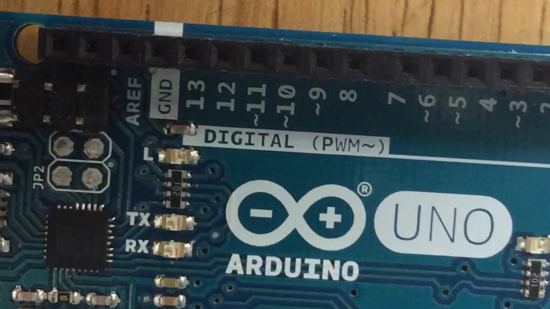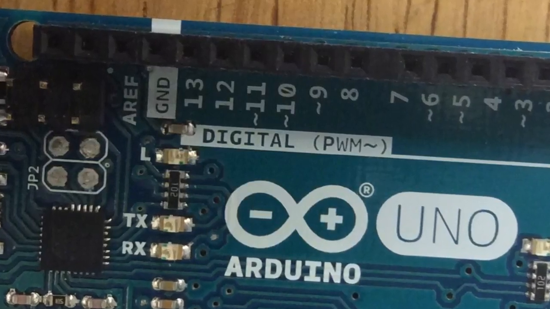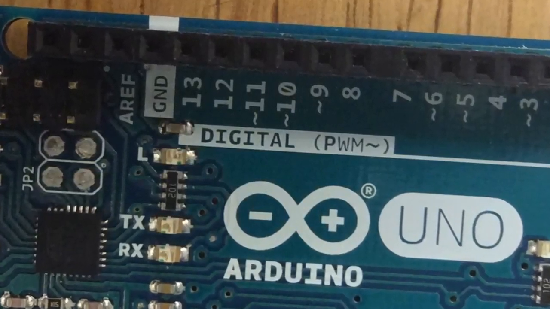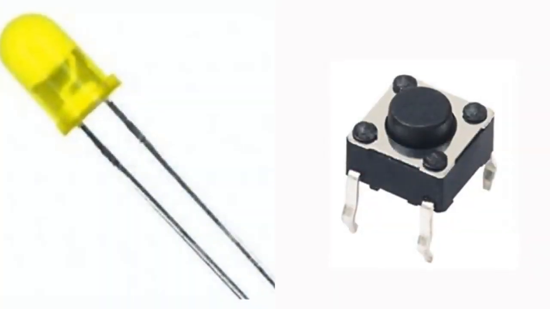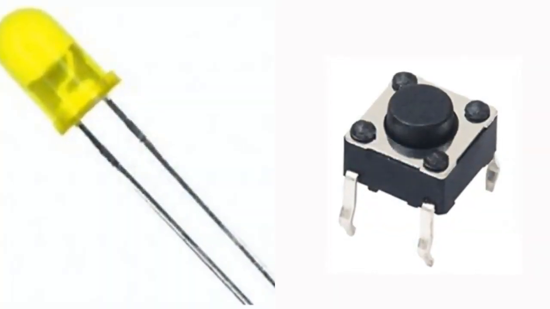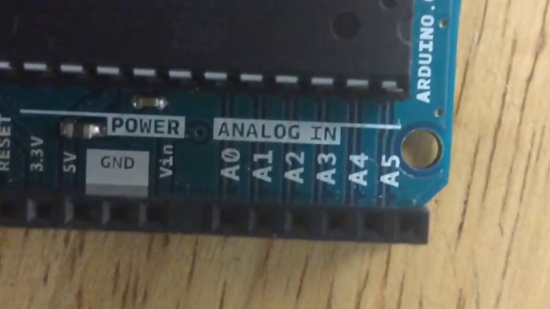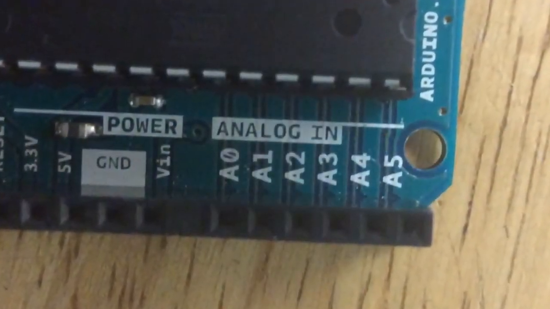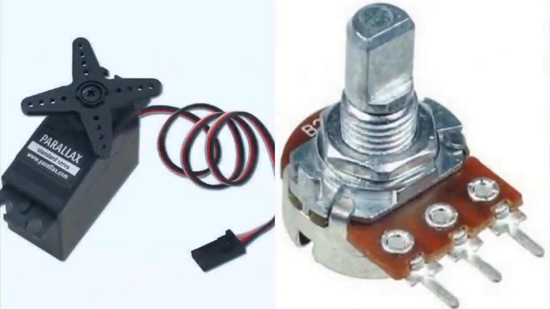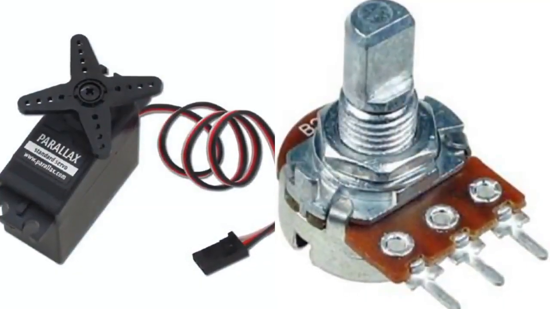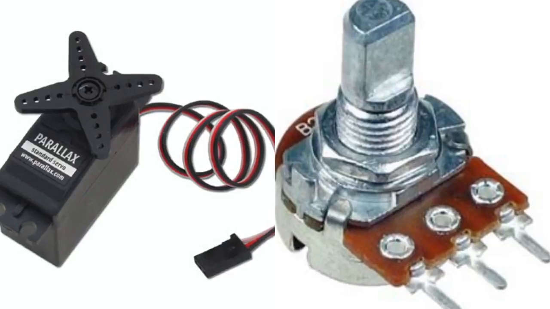The digital pins are used to power components with only 2 possible modes or functions. For example, LED lights or push buttons. The analog pins are used to power and control components with a degree or range of modes and or functions. For example, servo motors or potentiometers.